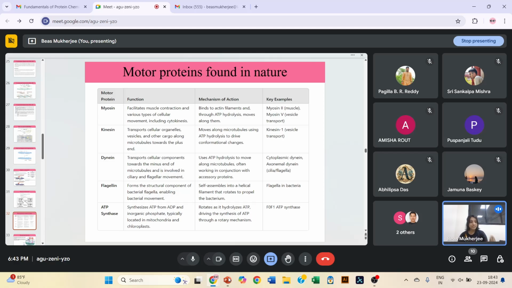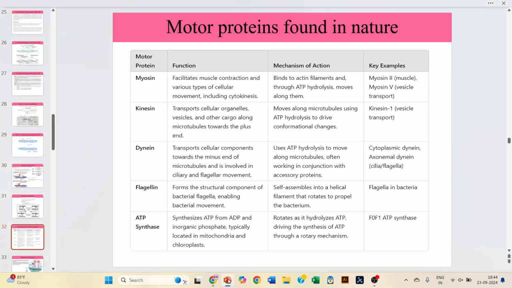Okay. What about flagellin? Flagellin is found in flagella. It is helping in locomotion, helping in movement of the bacteria. What about ATP synthase? This is an enzyme which is helping in the synthesis of ATP from ADP and Pi. Okay, read about these in detail.